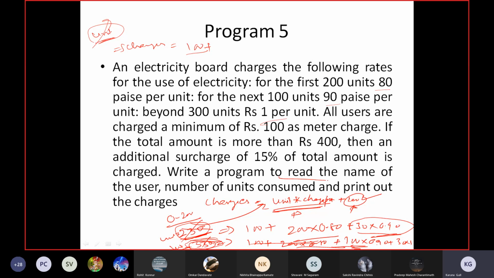Write a program to read the name of the user and the number of units consumed. So that's what I'm reading here. I may read anything. I may read it as 400, I may read it as 100, I may read it as 220, 240, 360, something like that. So how do I write the equation for that? X into 80 plus, what is X?